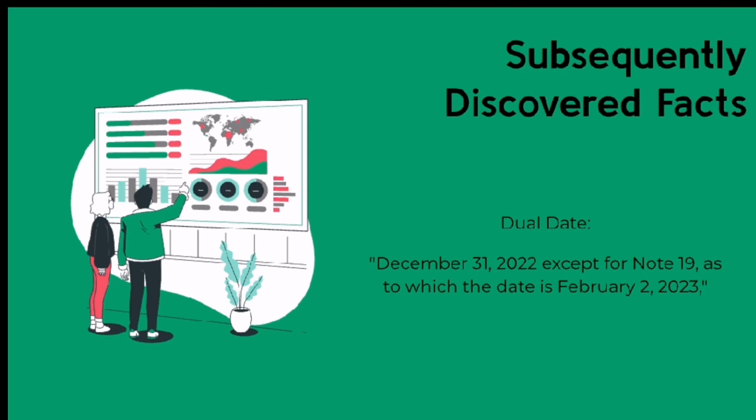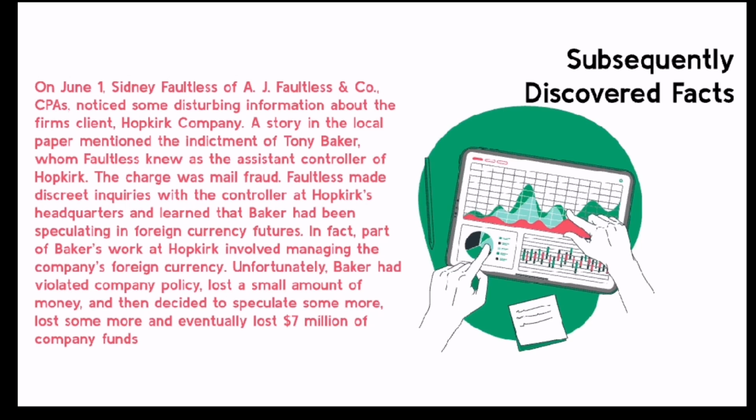Going back to the question, on June 1, Sydney Faultless of AJ Faultless and Company CPAs noticed some disturbing information about the firm's client, Hopkirk Company. A story in the local paper mentioned the indictment of Tony Baker, whom Faultless knew as the assistant controller of Hopkirk. The charge was mail fraud.